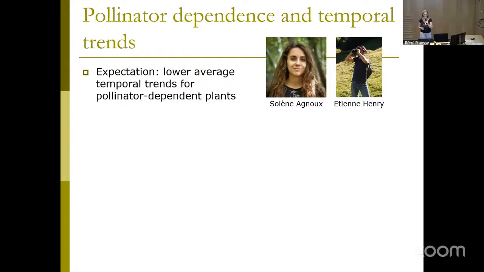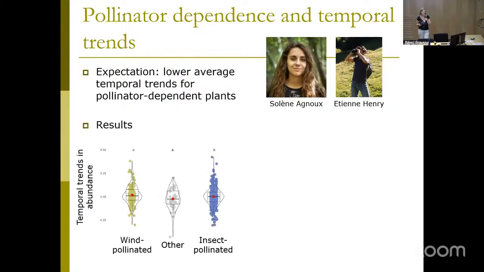Quite a few years ago, I think it was during COVID, right? And one expectation we have is that we have a lower average temporal trend for plants that are highly dependent on pollinators for their reproduction versus plants that are not dependent. And this is sort of what Solène observes.